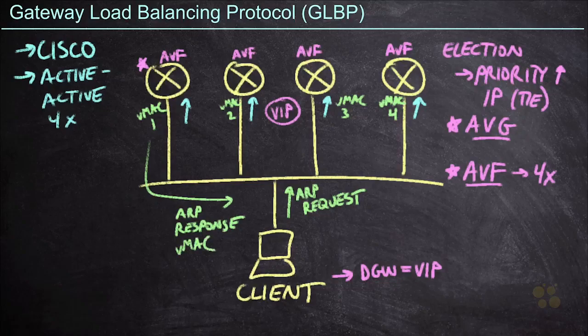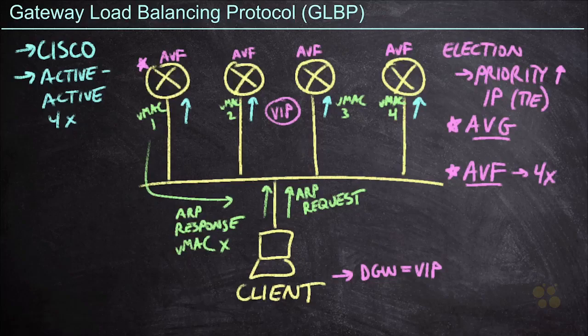So it's going to choose virtual MAC address, and we'll just say X. We don't know. Virtual MAC address 1, 2, 3, 4. Whichever virtual MAC we choose is what the client is going to record in its ARP table. At that point, thanks to layer 2 communications, when we send our next packet from that client, it's going to land on whichever AVF was chosen by the AVG.